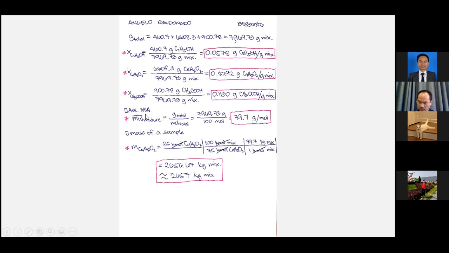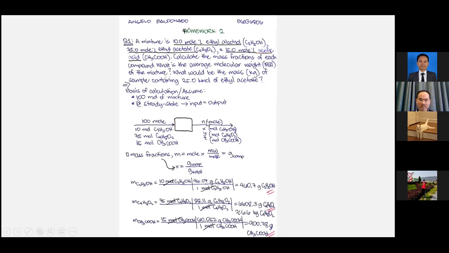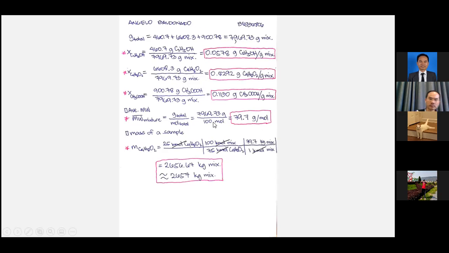And then for the average molecular weight of the mixture, we have the gram total over the total mole. Our gram total is 7,969.73 grams. And then we assume that our mixture contains 100 mole, and we get 79.7 gram per mole.